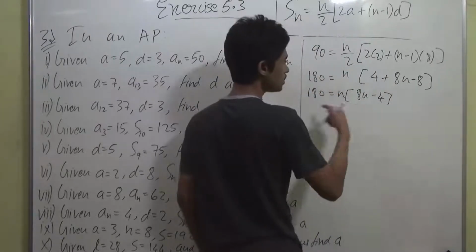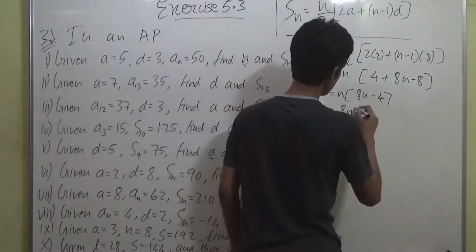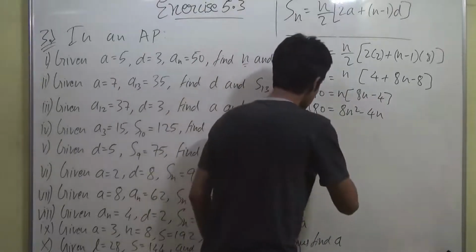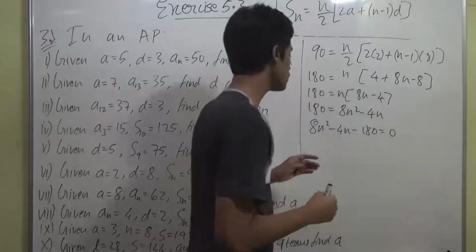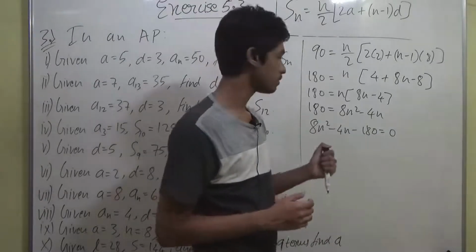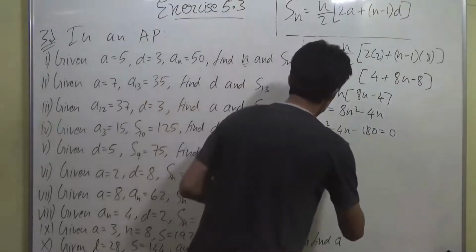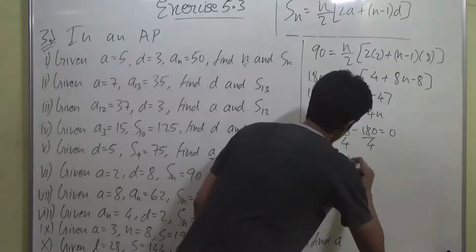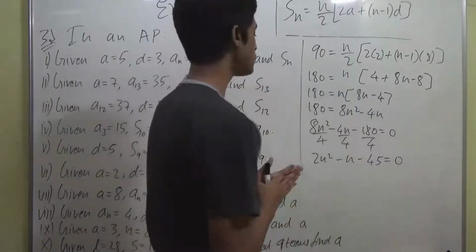Done. Now we'll just expand it further. That time it will become 180 equal to 8n square minus 4n. Right guys. Now if I take this 180 to LHS, it's going to become 8n square minus 4n minus 180 equal to 0. Now what I'll do is, I'll divide the entire equation by 4 guys, because all the terms in this equation are divisible by 4, right? That time this equation will become 2n square minus n minus 45 equal to 0. Okay guys, now this is the equation.